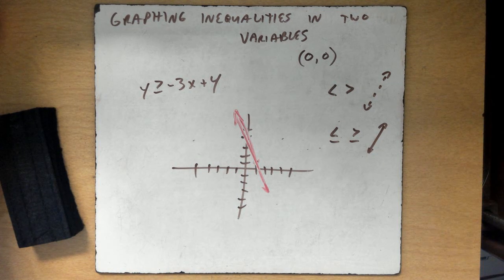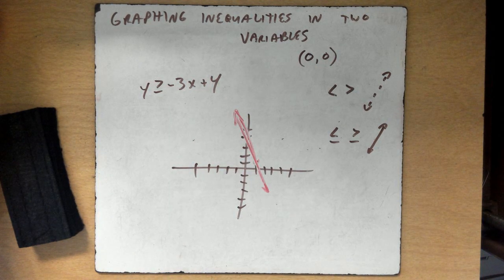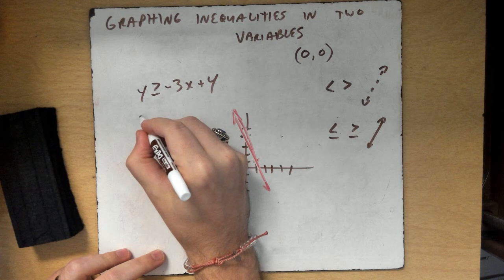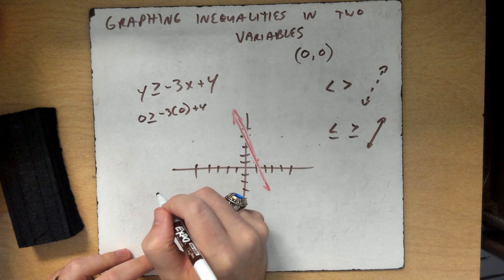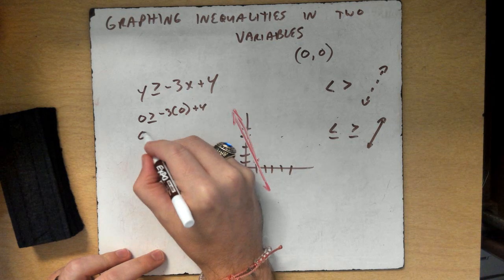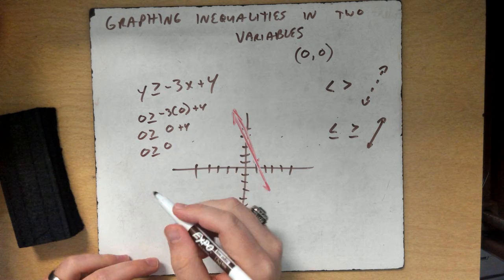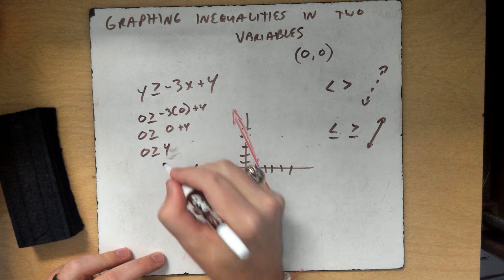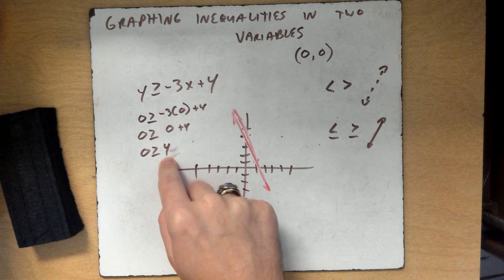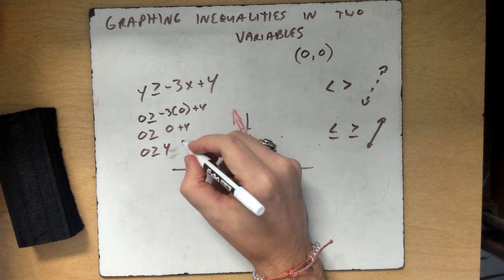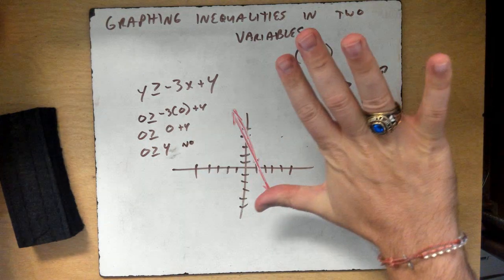Now the shade. So once again, I'm going to pick my point, 0, 0, and plug it in. So I have 0 greater than or equal to negative 3 times 0 plus 4. Negative 3 times 0 is 0, and 0 plus 4 is 4. Now answer the question. Is 0 greater than or equal to 4? No, it's not. So I shade away from 0, 0.